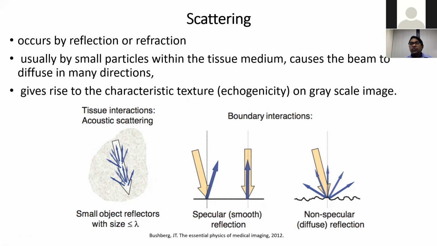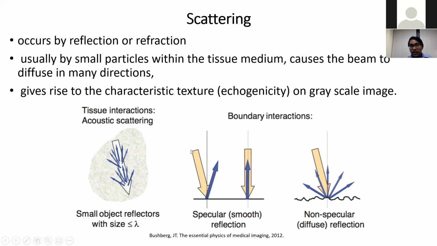And some of those scattered sound waves come back to the transducer. And that is what is being read by the transducer. So how that scattering happens plays a very important role. It's dependent upon what the reflector or the scatterer size is, what the density is, how the beam is being sent, how the interactions are happening.